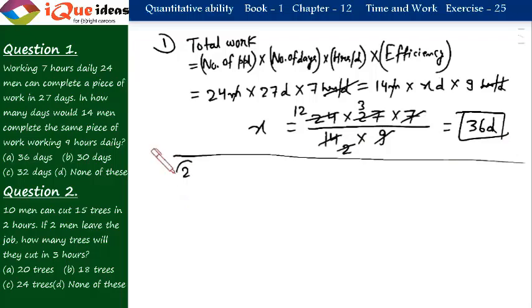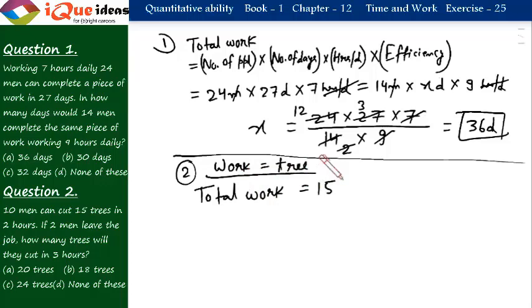Now this is an interesting one because here the work is also defined as number of trees. It says 10 men can cut 15 trees in 2 hours. So here the work is tree. The work is equal to tree. Okay, so how do you write your question? Total work is equal to 15 trees, which is equal to 10 men into 2 hours. Here the time is given in terms of hours only, right?